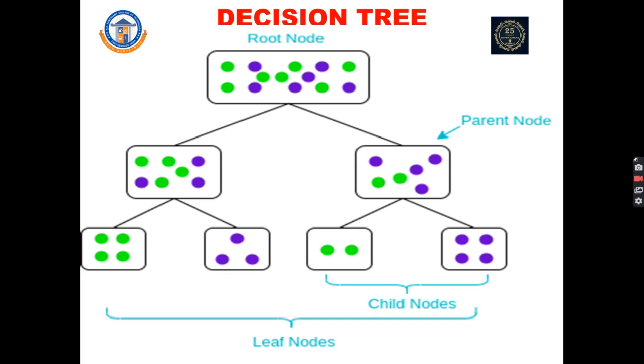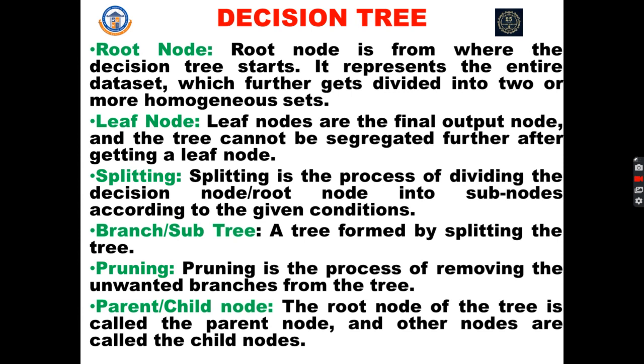Let's see how the decision tree looks. First we'll have the root node, followed by the parent node, child nodes, and the last node we'll call a leaf node. The root node is where the decision tree starts. It represents the entire data set, which further gets divided into two or more homogeneous sets. And the leaf node is the final output node, and the tree cannot be segregated further after getting a leaf node.